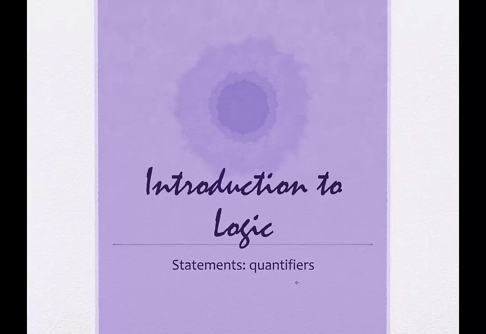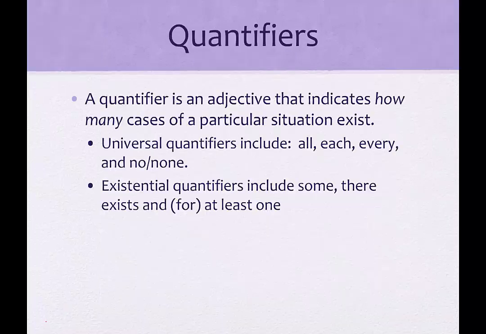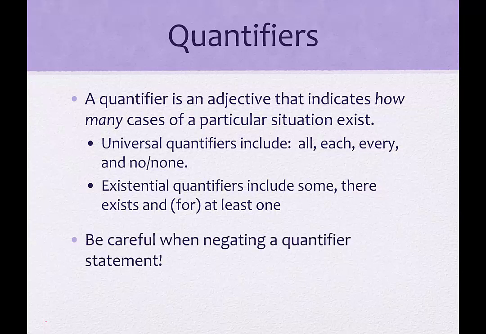In this video, we're going to look at quantifiers and how they relate to logic. A quantifier is an adjective that indicates how many cases of a particular situation exist. We have two types of quantifiers: the universal quantifiers, which are all, each, every, or no or none. So either everyone's included or no one's included. Or the existential quantifiers, which are some, there exist, for at least one, or some do not, there are some who exist who do not, whatever.